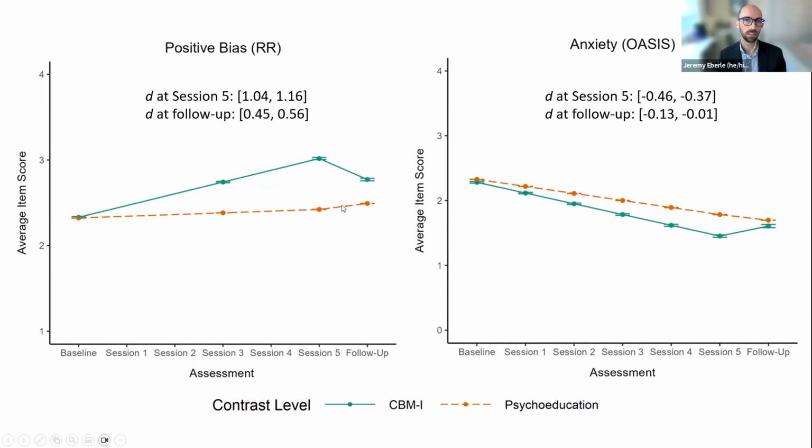Across all of our outcomes, we did see some significant loss in treatment gains from session 5 to follow-up. But looking at the between-groups effect size from baseline all the way to follow-up, which takes into account the trajectories both during treatment and during follow-up, that effect size still favored the CBMI group, and it was still a significant difference at follow-up. Although at a smaller effect size, more of a medium effect size than a large one. So that's an example outcome for positive bias. This was the outcome that had the greatest magnitude of effects.